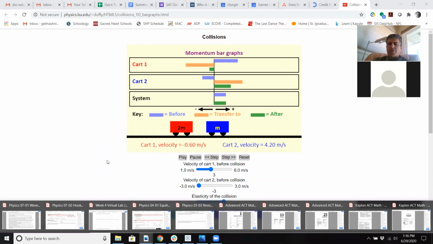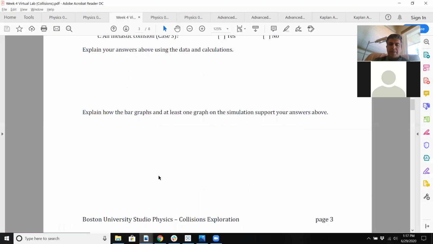So again, you could say how you see that the transfer goes in equal and opposite directions for carts 1 and 2. And the transfer is essentially the magnitude of the blue and the green bars. And then if you take the difference between this bar and this bar, you get this. Difference between this bar and this bar, you get this. So that's the momentum of your system. So the bars are a nice visual representation of the conservation of momentum.